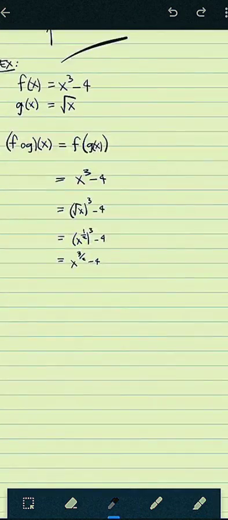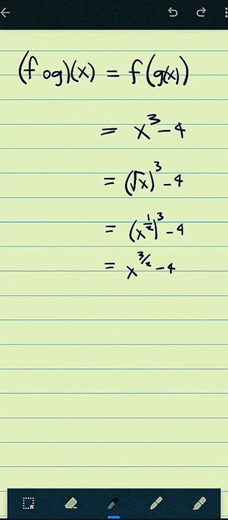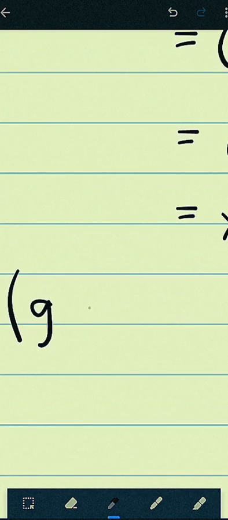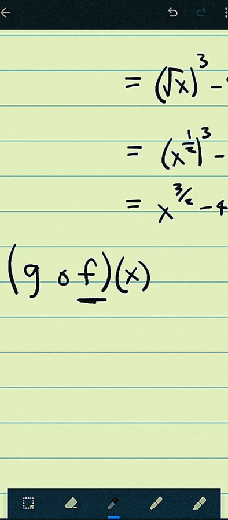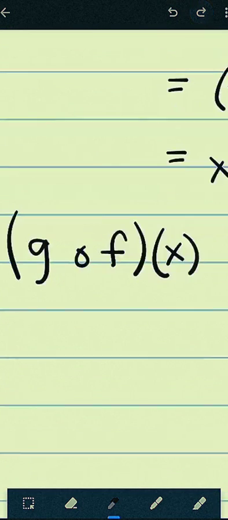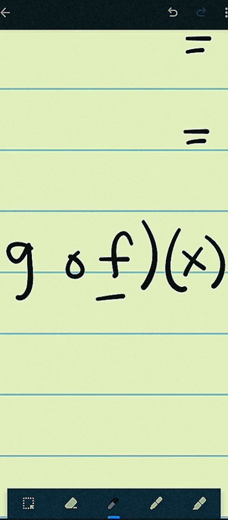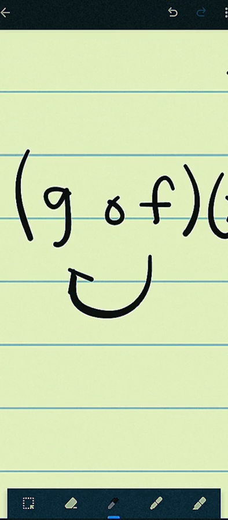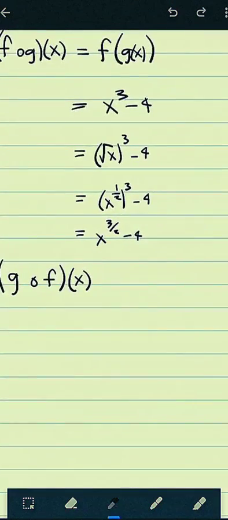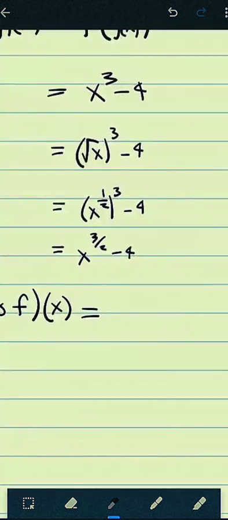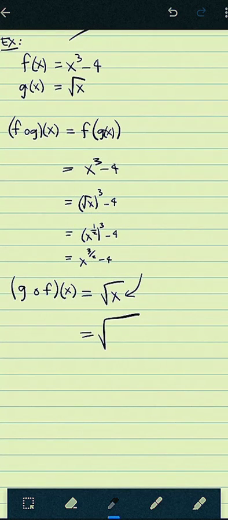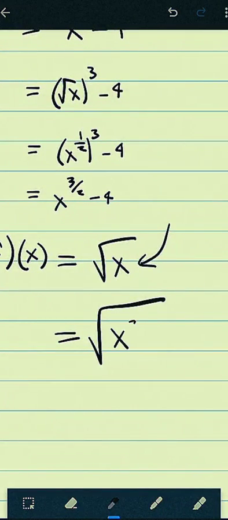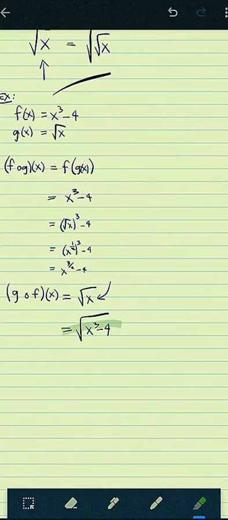Now what if it gets flipped? Instead of f is composed of g, the problem will say g is composed of f. How will you do this? Again, whatever the second function is, g is composed of f, you just have to plug in f to g. Since our g of x is square root of x, we just have to plug in f of x to the x of g of x. So the other way around. Since this is f of x, it will become square root of x cubed minus 4. So that is how you compose a function.